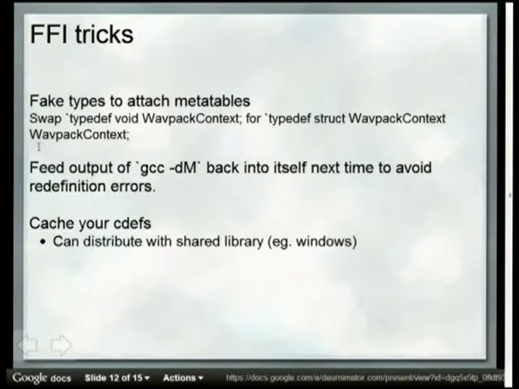A few tricks with the FFI: you can pretend that your type is a different type. Say you get a void pointer back from a library. You can just make it into an opaque type, and the FFI doesn't care what it's passing around, and it makes it so you can attach type information, because otherwise it gets mapped to void, and you can't attach type information to void. And to avoid the whole redefinition errors, every time you run GCC -dM, you've got to feed it back into itself on top of the next input file, which can get quite annoying.